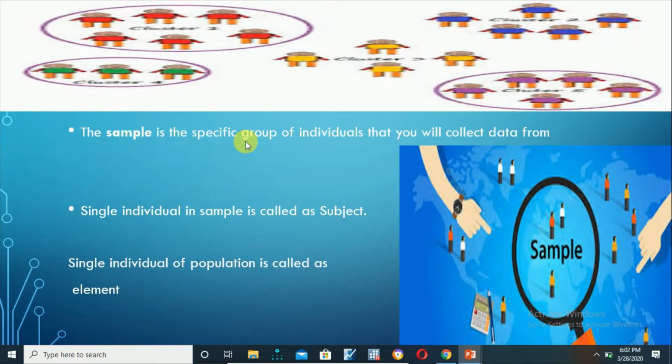while the sample is the specific group of individuals that you will collect data from. Suppose you have a population of 10 or 12 people, you are not going to select all for conducting your research. Otherwise it would be too costly. So you need to collect a sample out of that population. The single individual in the sample is called a subject, while the single individual of the population is called an element.